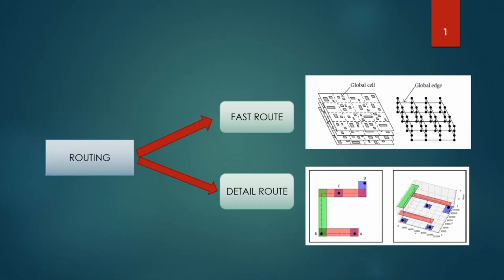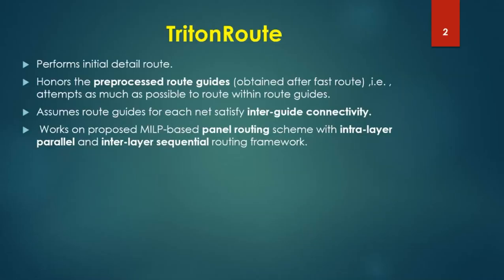The detail route tries its maximum to route within these route guides. It honors the pre-processed route guides which are obtained after fast route. That is, the detailed router attempts as much as possible to route within these route guides. The third point is that it assumes that the route guide for each net satisfies the inter-guide connectivity. What do I mean by inter-guide connectivity? I will be touching on it in the next few slides.